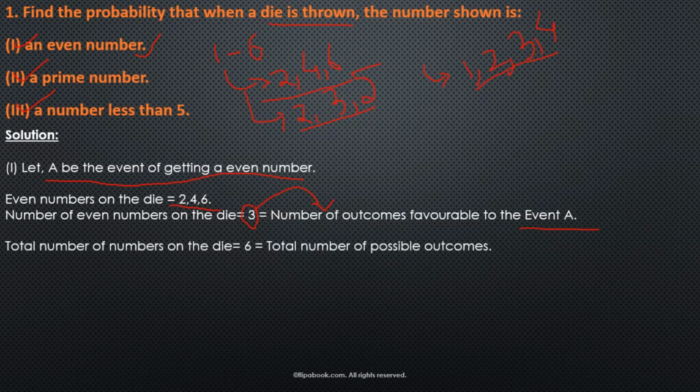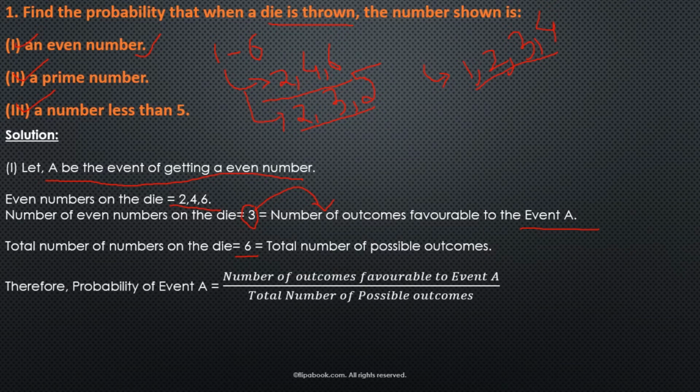Okay. So the total number, again on the die, it is not going to change, it is going to be 6, and this is the total number of possible outcomes, because any of these 6 numbers can come up after rolling the die. So you can calculate the probability using this formula, that is number of outcomes favorable to event A divided by total number of possible outcomes. Replace the values, 3 divided by 6, and this will give you 1 by 2 after cancelling out the common factor. Hope this one is clear.